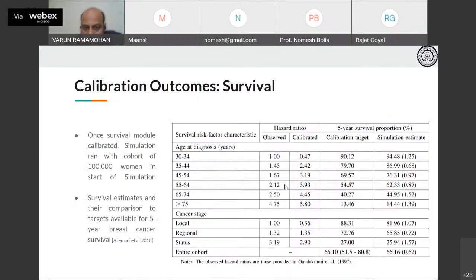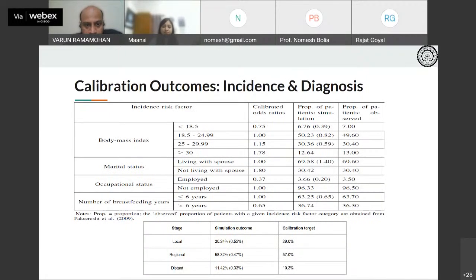So we had to calibrate the hazard ratios associated with each of these age groups as well as the cancer stage, and we were actually able to achieve, if you look at the overall survival outcome, the median 5-year survival that we get from the model is almost exactly equal to what we see in the literature, right? Which is around 66.1%, and what we get is 66.2%. So now we have a model of breast cancer incidence, progression, and diagnosis and survival that is reasonably well calibrated to clinical data that is out there.